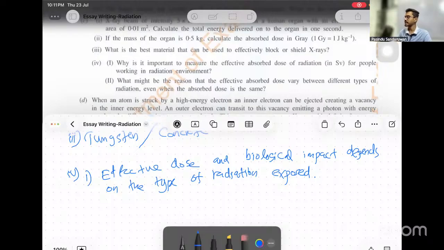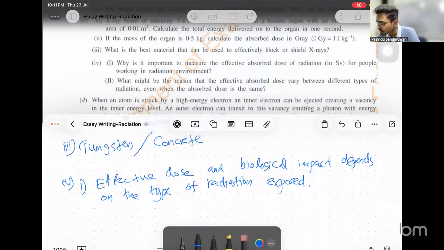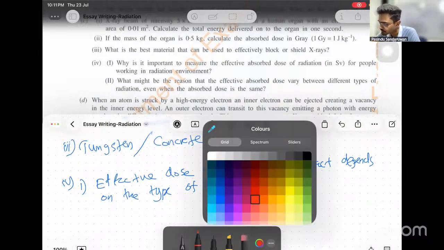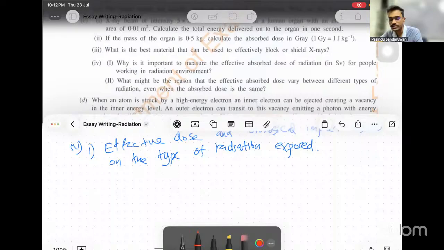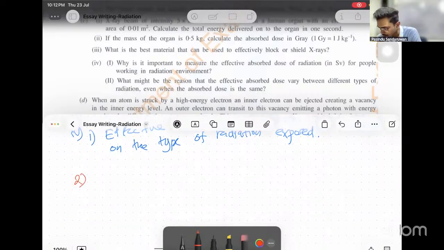Biological impact is also called health risk, if you need it. That is also called health risk. We discussed these keywords in the theory parts.